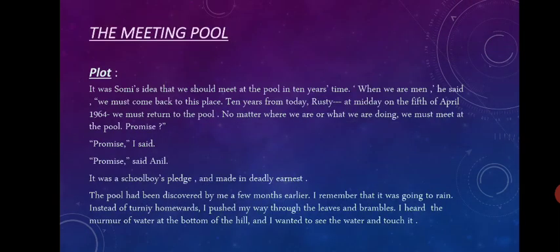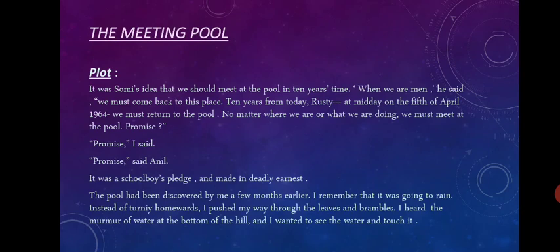Now let's begin the plot. Okay. Now this is an interesting story of three childhood friends. You are in grade 7 and till this time you also might have made many friends. You might have enjoyed with them. You also might have made plans with your friends. So some of the plans might be fulfilled and some of the plans might remain unfulfilled.